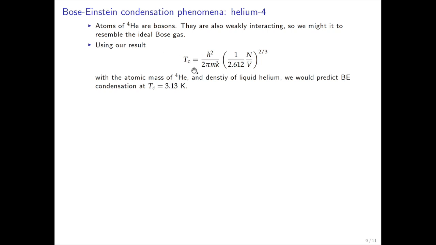And if we used our result for T_C, we predicted the critical temperature, and it depended on Planck's constant squared, the mass of the particle, Boltzmann's constant, just this numerical factor, and more importantly, the number density to the 2/3 power. If we use that, we know the atomic mass of helium-4, and we know the density of liquid helium, we could predict the Bose-Einstein condensation temperature, and we get 3.13 Kelvin.